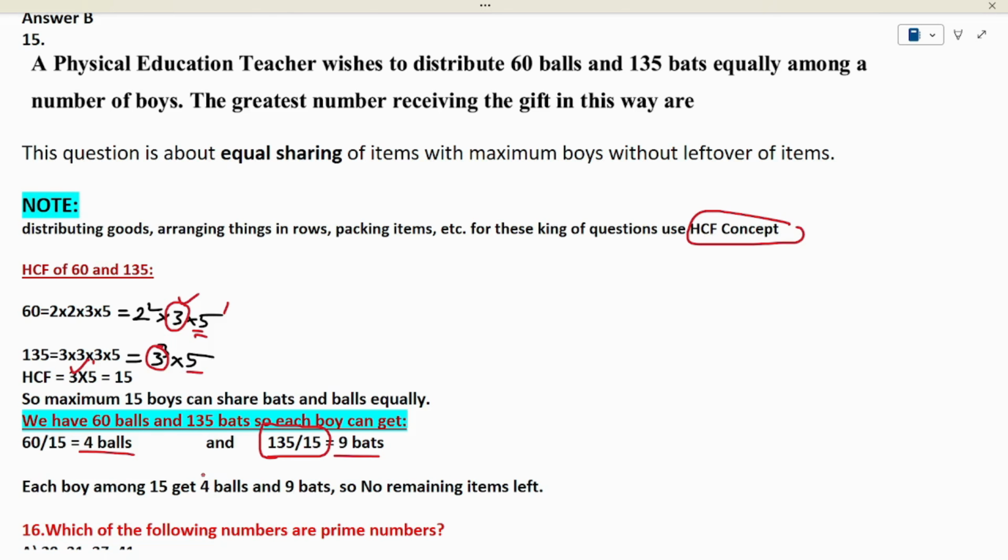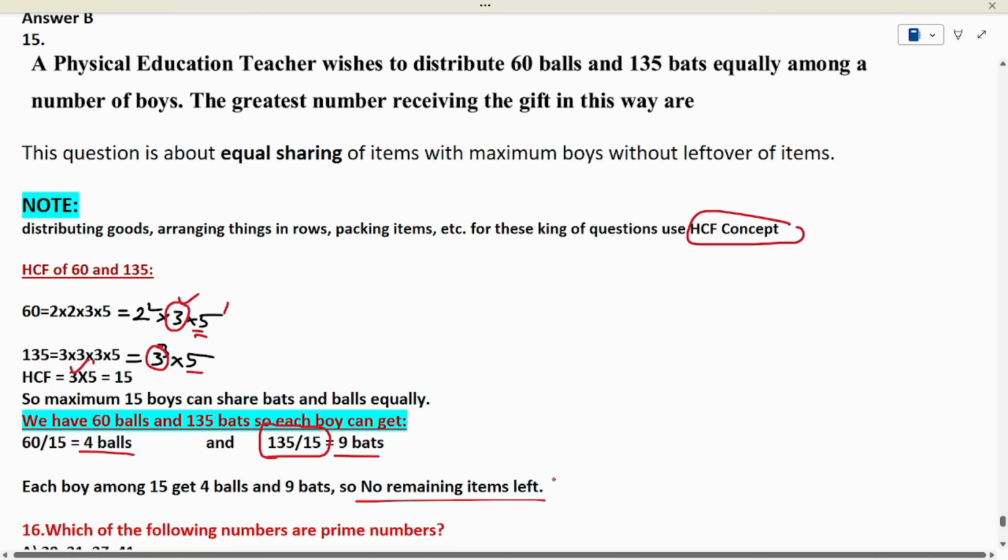After distribution of 4 balls and 9 bats to every boy, the PD master doesn't have any leftover material, which means he has distributed the entire material by using the concept of HCF. So each of the 15 boys will get 4 balls and 9 bats. So no items remain.